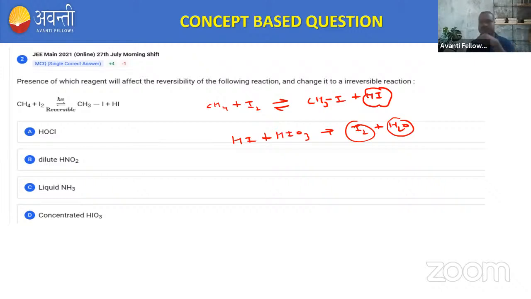And they are reducing in nature. So we have to add an oxidizing agent like HIO3. And what does HIO3 do? HIO3 converts HI into I2 and H2O, right? That's why concentrated HIO3 is used. So this is a very simple question, and this question is from the mechanism of free radical substitution reaction only. Okay. So I hope everyone got this question.